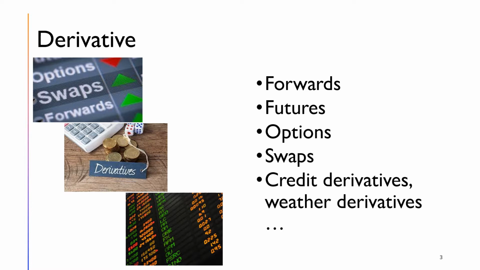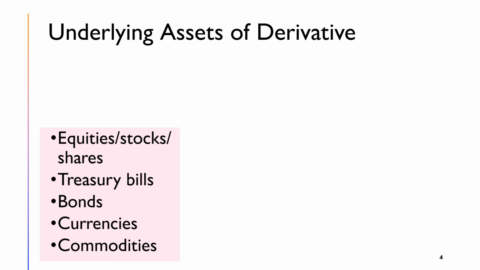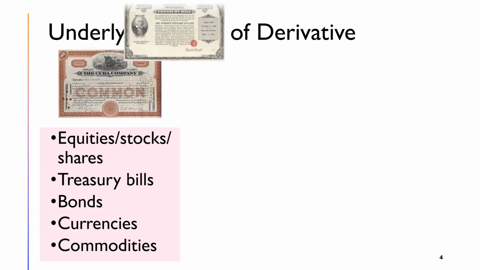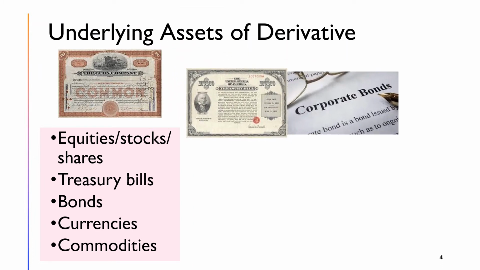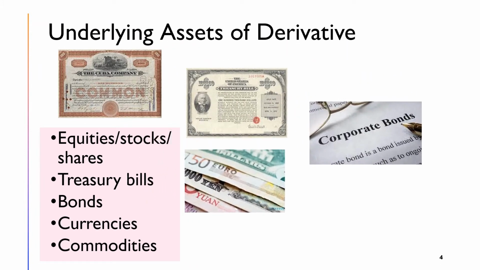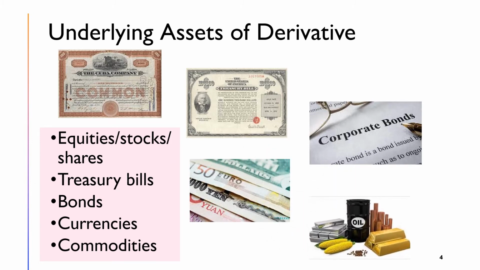Stay tuned! As we have just learned, a derivative is a contract whose value is derived from that of some other asset, known as the underlying. The common derivative underlyings are equities, treasury bills, bonds, currencies, and commodities. The derivative underlyings also include interest rates, credit, energy, weather, and even other derivatives, all of which are not generally thought of as assets.